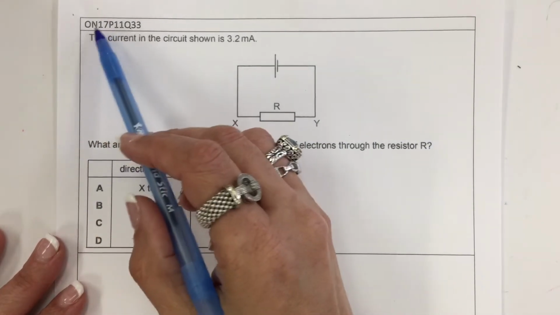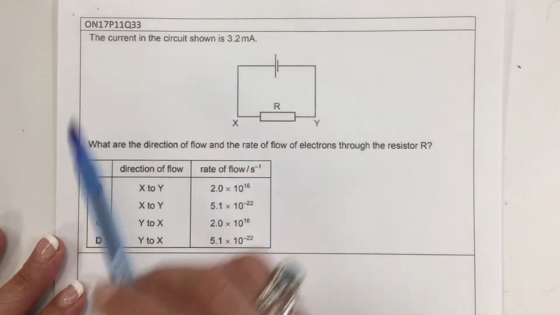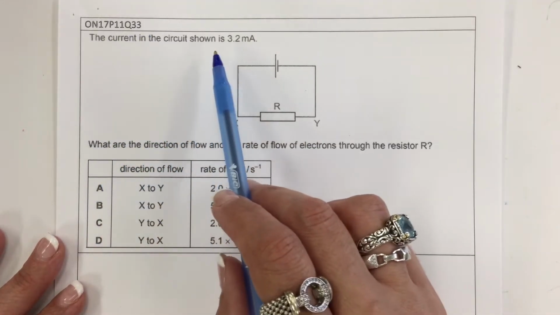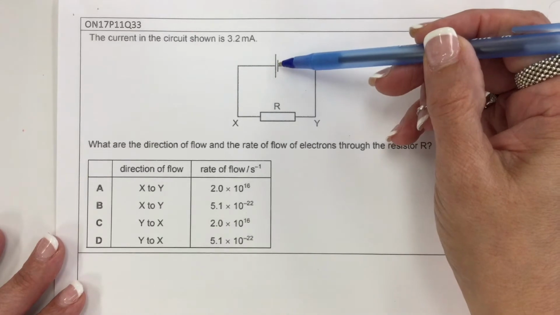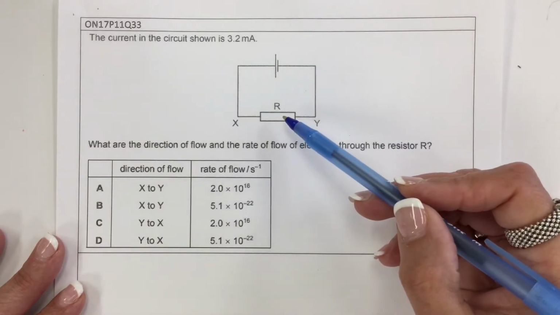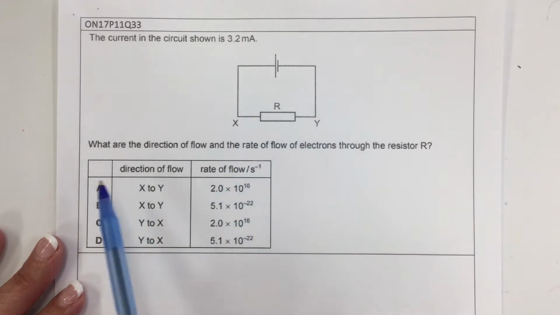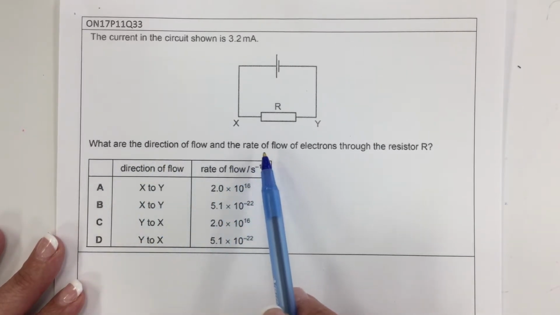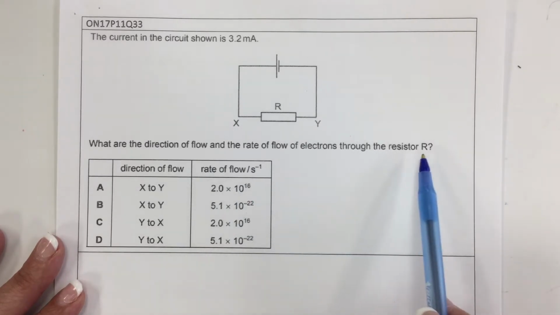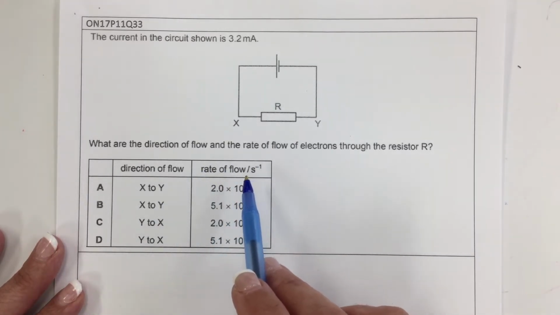Question from October-November 2017, paper 11, question 33. The current in the circuit shown is 3.2 milliamps. Here we have a battery, a resistor, and two defined points, X and Y. What are the direction of flow and the rate of flow of electrons through the resistor R? So here we have two questions, and I'm going to solve the rate of flow first.